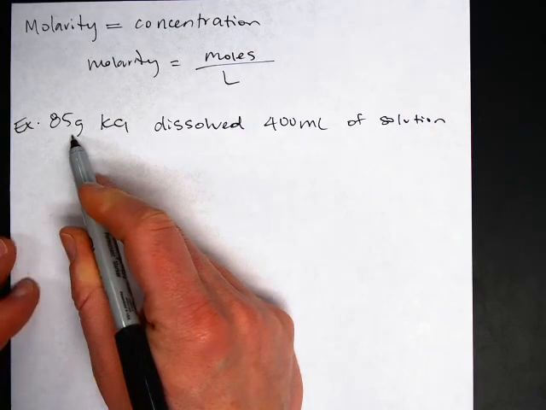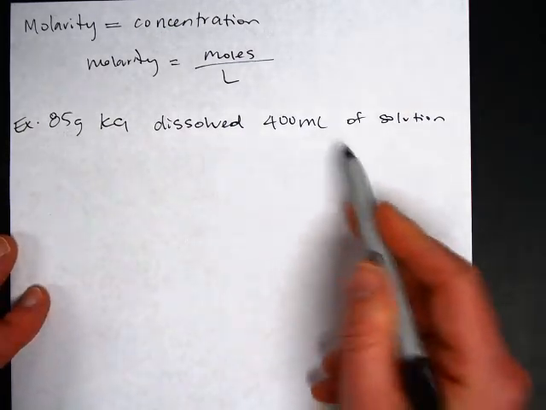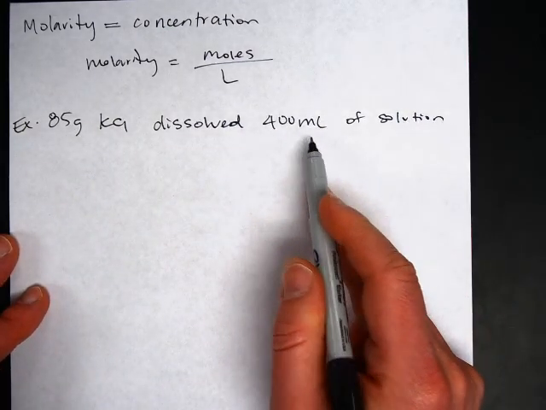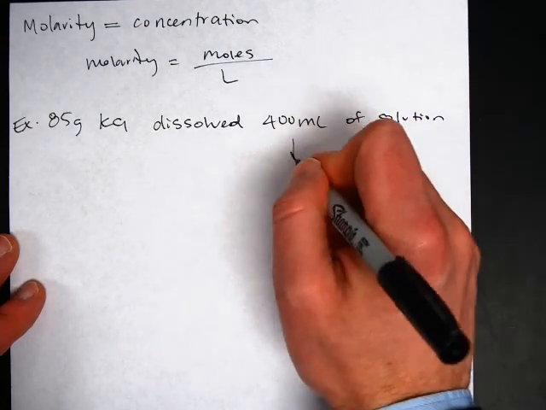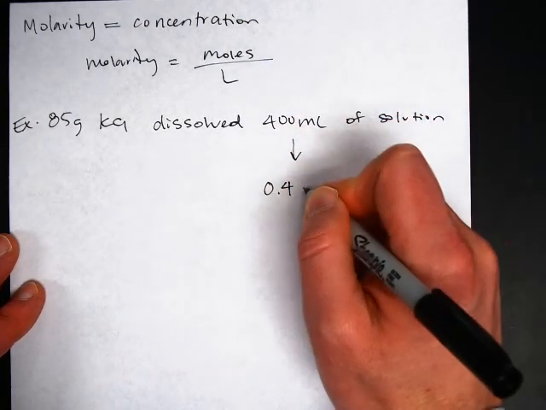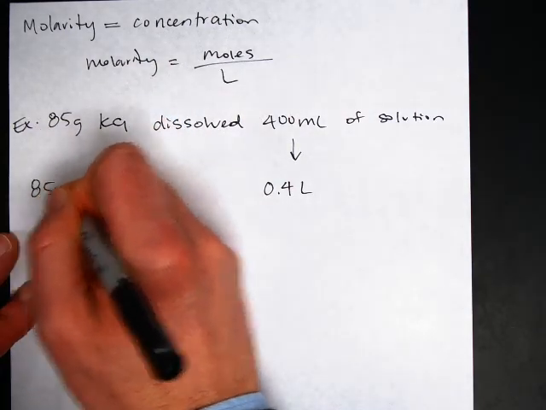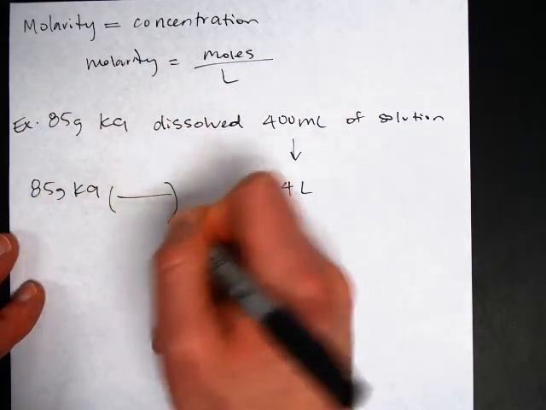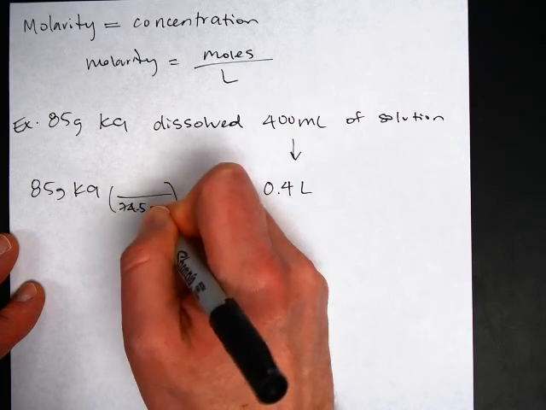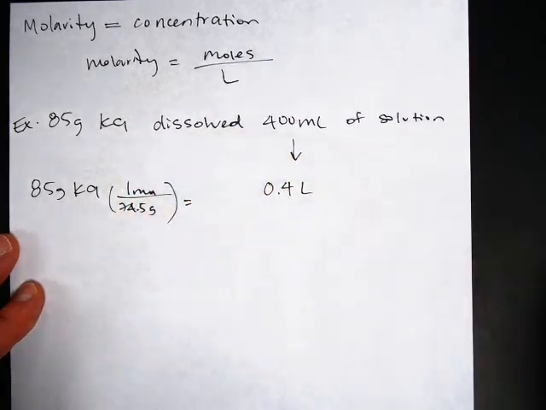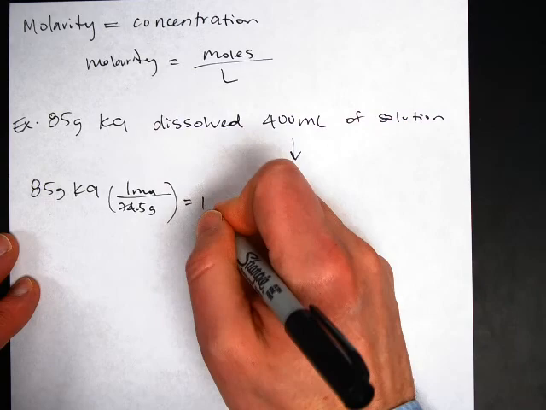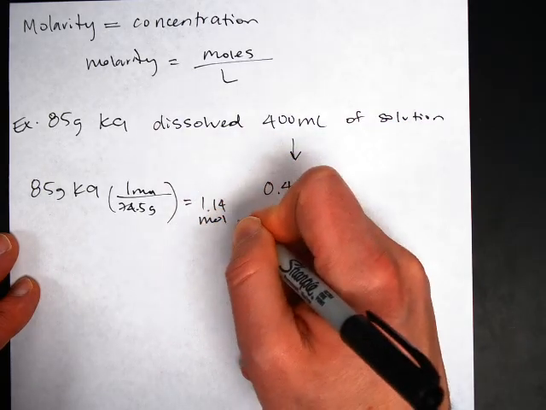well, first you'd want to get your grams to moles first, and then your milliliters to liters. Milliliters to liters is easy. Just divide by 1,000, that's 0.4 liters. This is a little more challenging. 85 grams of KCl. Use the molar mass of KCl, which is 74.5 grams in 1 mole. And that ends up being 1.14 moles of KCl.